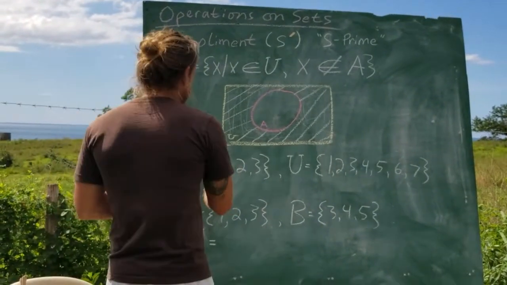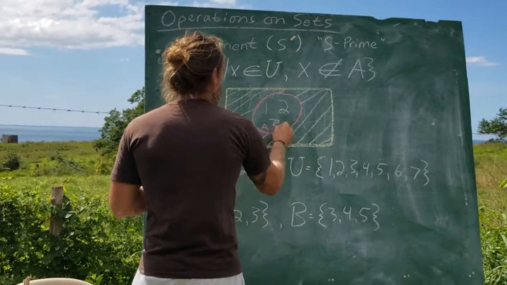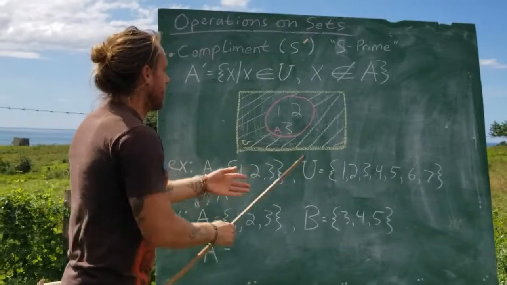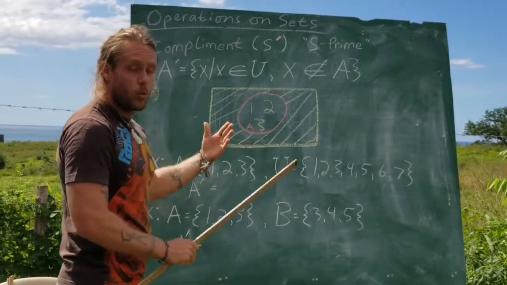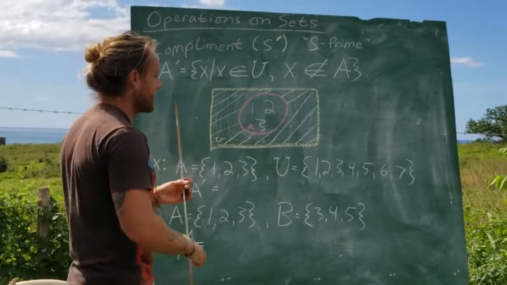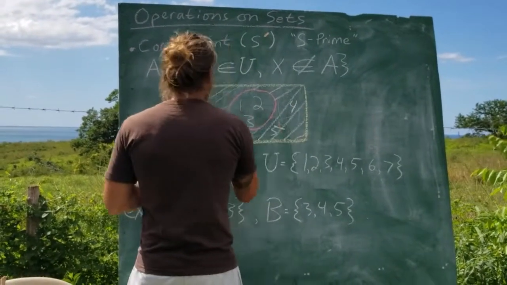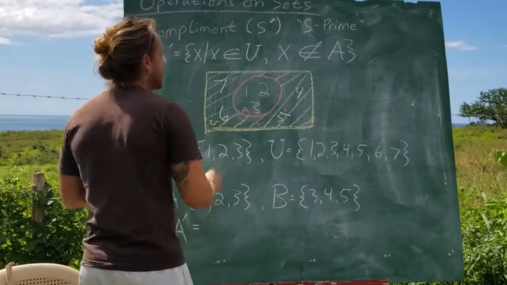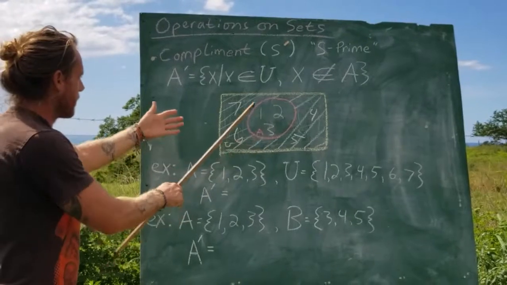So within A, we have the elements 1, 2, and 3. The rest, the universal set, contains, of course, 1, 2, and 3, because A is what? It's a subset of the universal set. But it also has the elements 4, 5, 6, and 7. So all elements are accounted for within their respective regions.